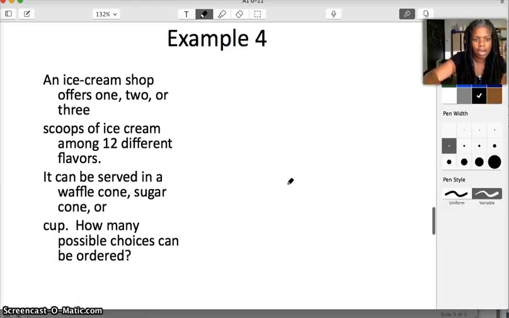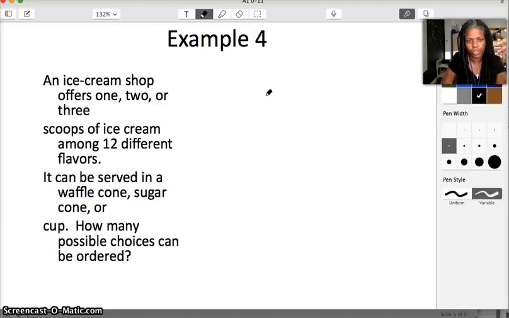All right. Our final example, and I'm not going to do a tree diagram here, we'll use the fundamental counting principle, is we're going to think through some ice cream. So here's the situation. An ice cream shop offers 1, 2, or 3 scoops of ice cream. So you've got the number of scoops. Then the scoops of ice cream among 12 different flavors. So then you've got the 12 different flavors. It can be served in waffle cone, sugar cone, or cup. How many possible choices can be ordered?